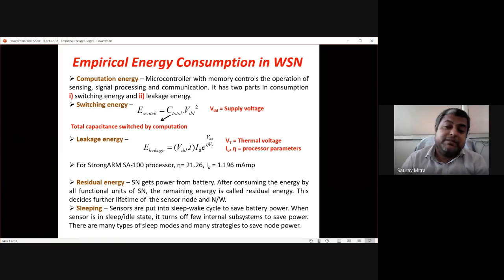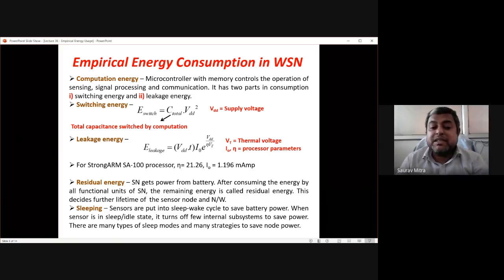If some node has high energy, that node is used for routing or path planning. If some node has very little residual energy, that node will not be taken into any routing or planning of routing. So that's why residual energy is a very important parameter for any network or node. The more residual energy, the better the chance that the node will be included in the next routing of data from source to receiver. And the last definition is sleeping.